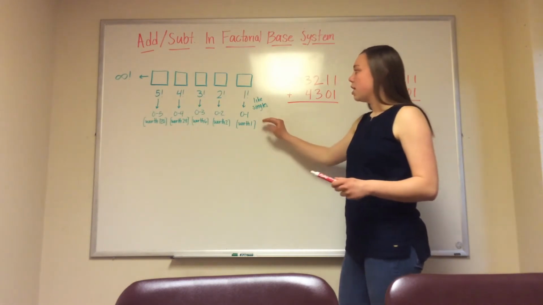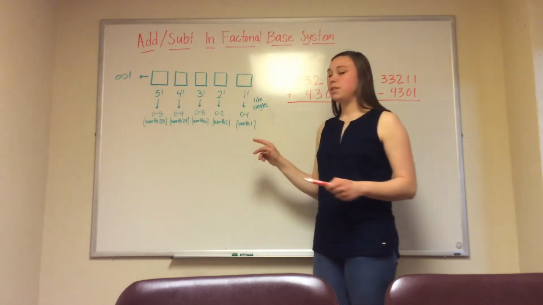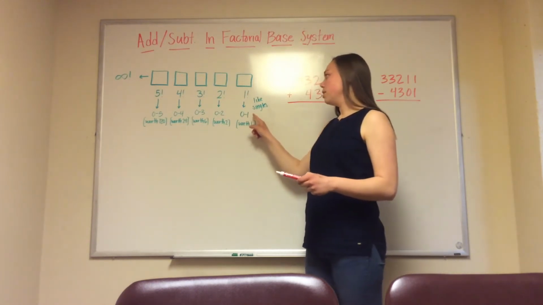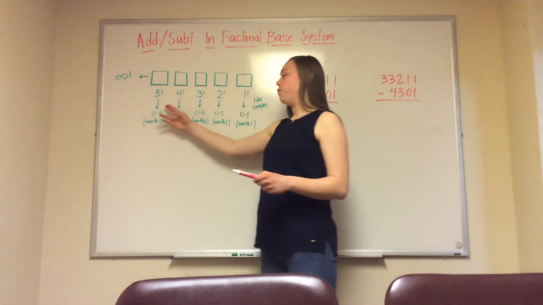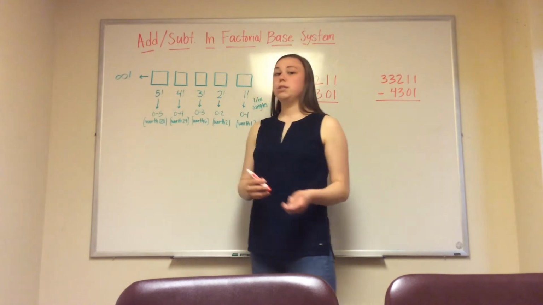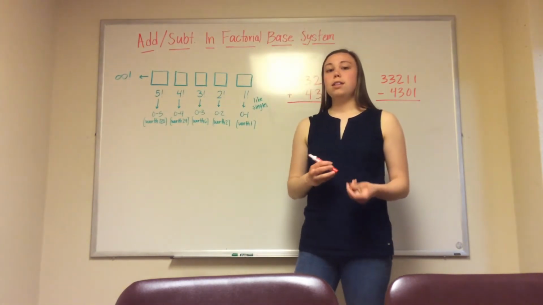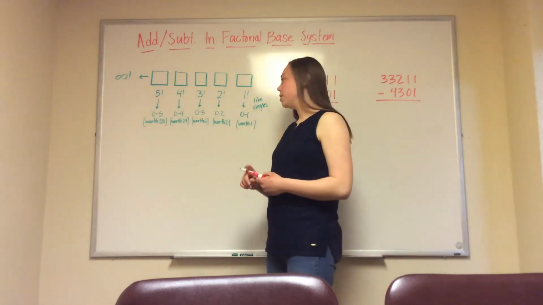And each place value, you're only going to be able to use the digits from 0 to that factorial number. So for example, if we're working in the 5 factorial place value column, we will only be able to use the digits 0 through 5. And the reason we do that will make a little more sense as we go on through the problems.